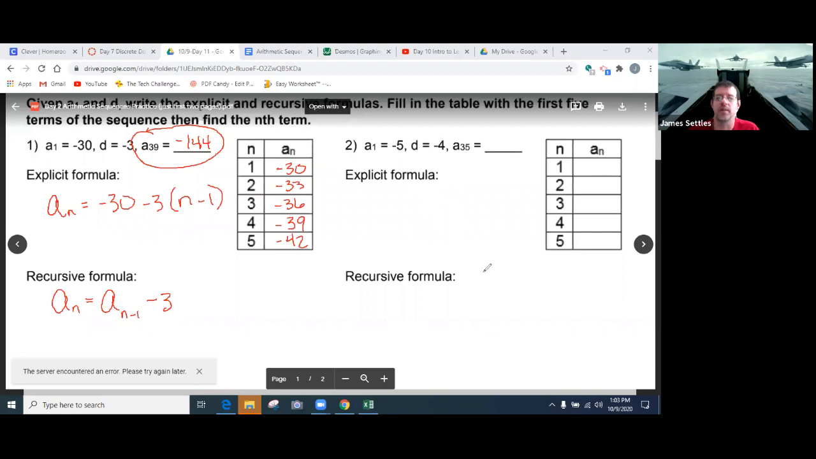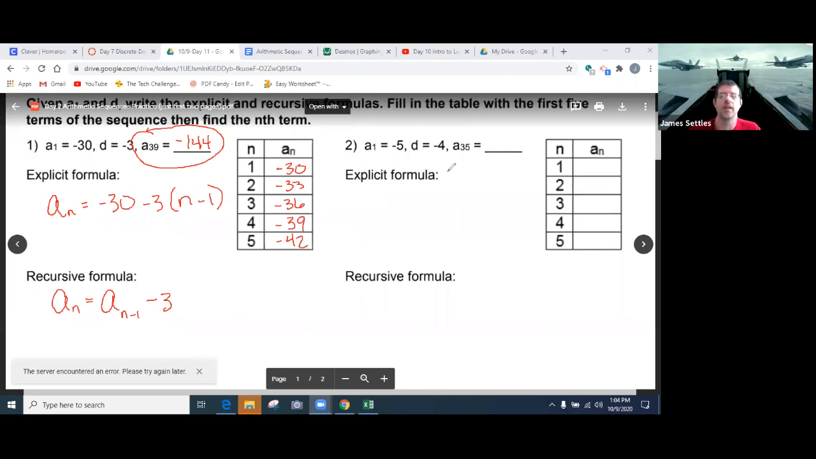Okay, let's take a look at number 2. How are we doing so far? Was everybody okay with our patterns here and everything? Doing good? Very good. All right. So let's take a look at number 2. Let's see what we got here.